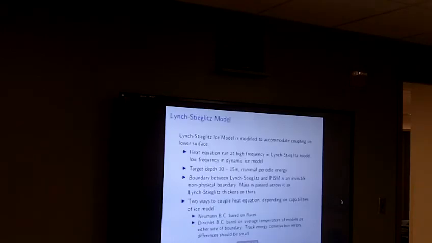Okay, so the Lynch-Stieglitz model. The Lynch-Stieglitz model was developed by Mr. Lynch-Stieglitz, who was at GISS. It's really from 1994, so it is not a cutting-edge model. And it is already used in Model E, for example, for snow that falls on land, and I believe also for on top of sea ice.